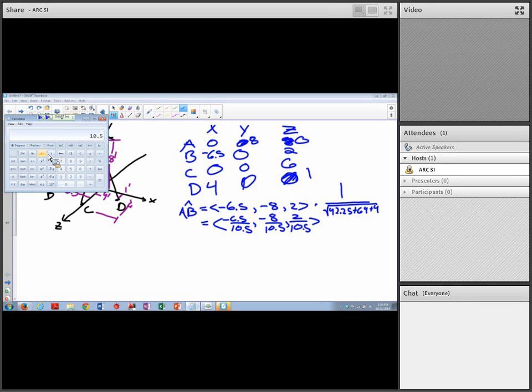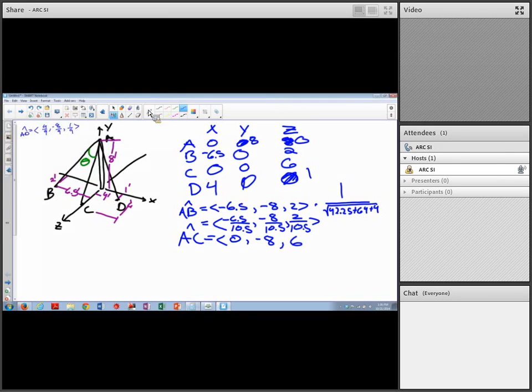Got that. And now we're going to have a C hat, 0, negative 8, 6, because we're not moving at all in the x direction, we're only moving in the z and the y. And we're going up in the z, down in the y. Times 1 over square root of 64 plus 36, which is 100, so the square root is 10. So it's 0, negative 4/5, 3/5. Hooray!